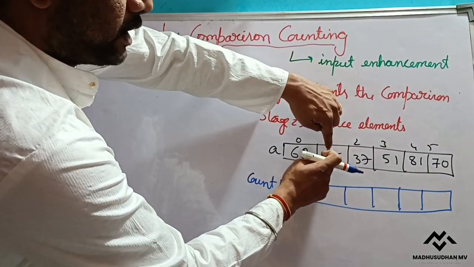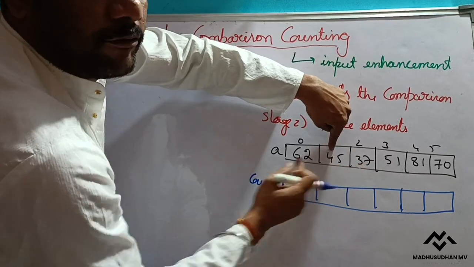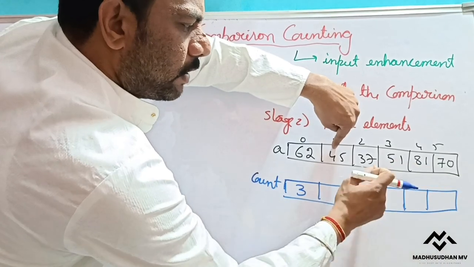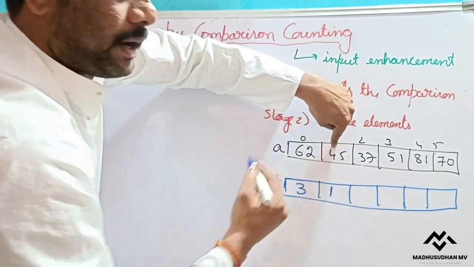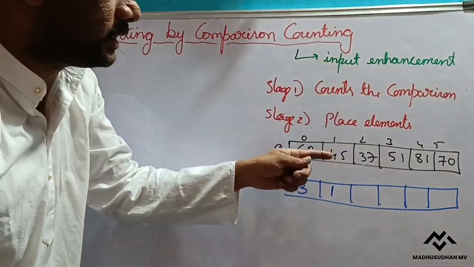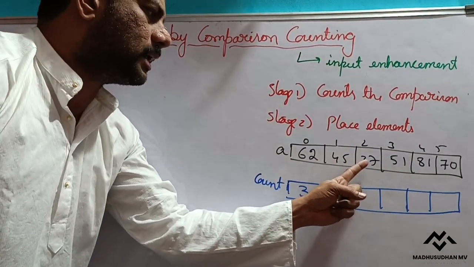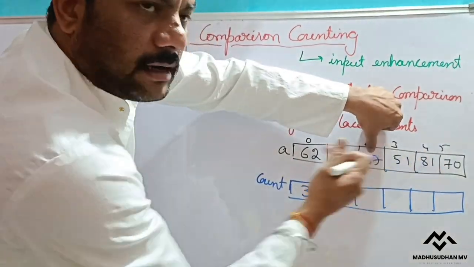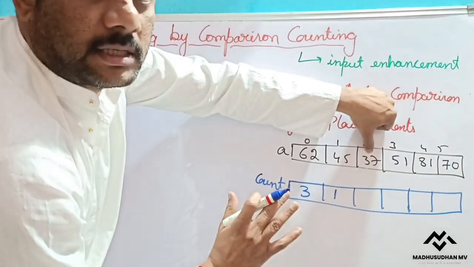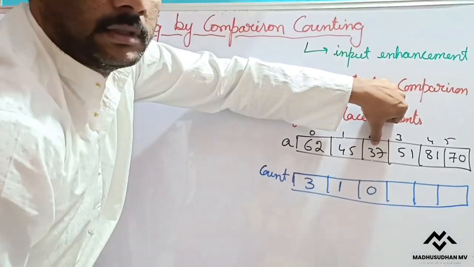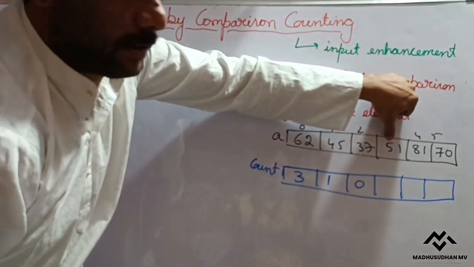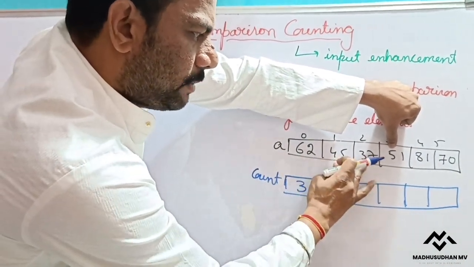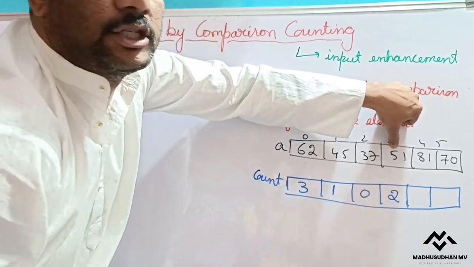Similarly, for the next element, 45, how many elements are lesser than 45? Only one number is lesser, so the count of 45 is 1. Next, 37. No elements are lesser than 37, so the count is 0. Now the next one, 51. How many elements are lesser? Only 2. The count of 51 is 2.